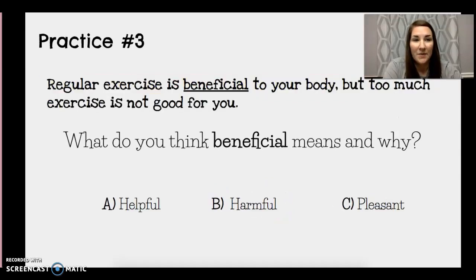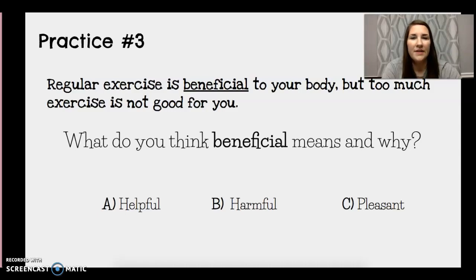Let's take a look at the next one. Regular exercise is beneficial to your body, but too much exercise is not good for you. What do you think beneficial means and why? Is it helpful, harmful, or pleasant? Pause the video and see which one you think and why. Maybe explain it to yourself or explain it to somebody else in the room, and then you can press play to hear my thinking.